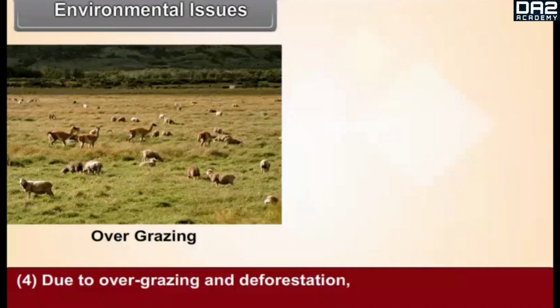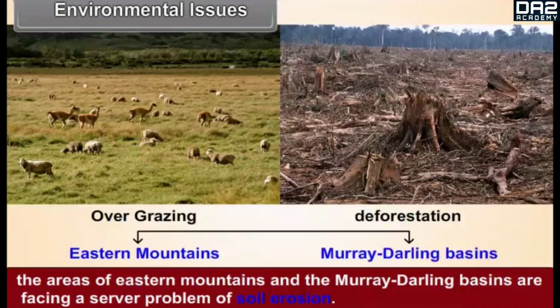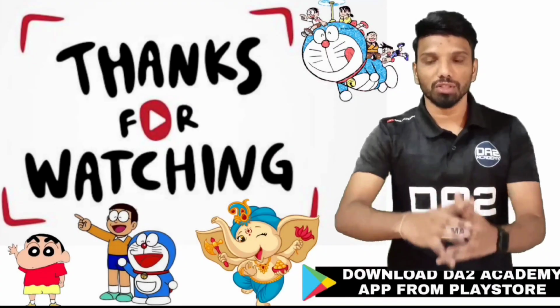Due to overgrazing and deforestation, the areas of eastern mountains and the Murray-Darling basins are facing a severe problem of soil erosion.